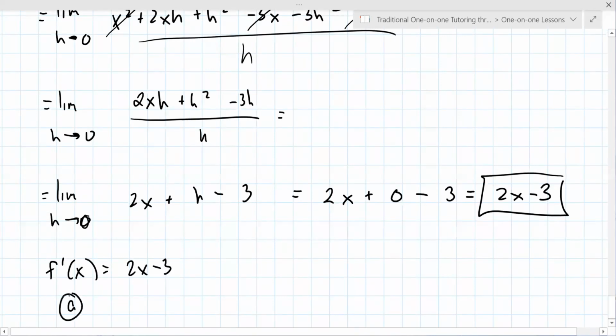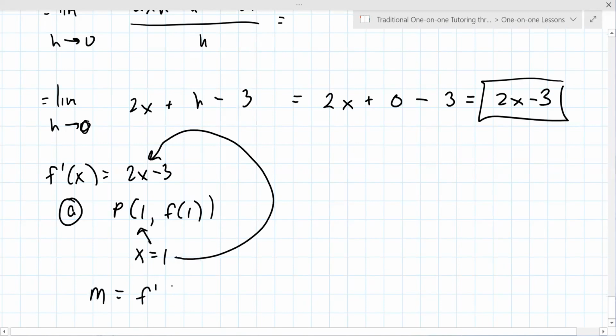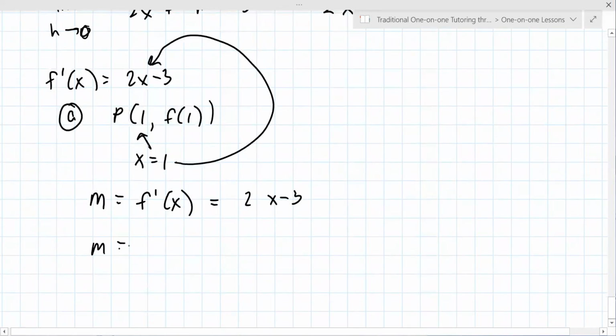So part A is asking for the slope of the curve at point P. Point P is 1 comma f of 1, and that means that x is 1. So we take 1 and we put it in here. The slope, which is the derivative at a point, is 2x minus 3. We want the slope when x is 1, so we put 1 into that. If you can remember to do the difference quotient like we did up above and put that value in, that's what it's asking for, the slope of the curve.